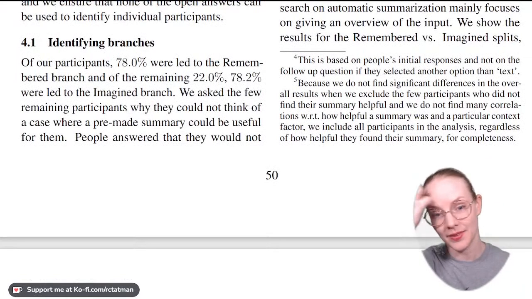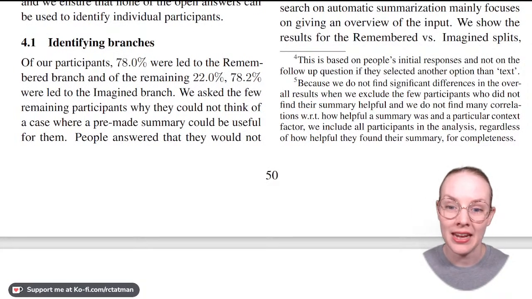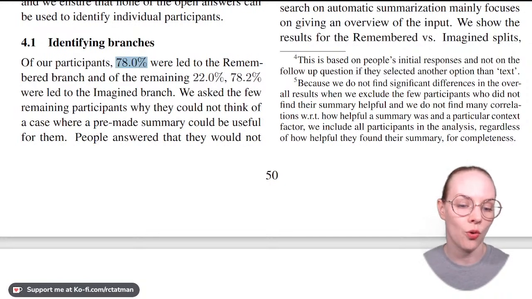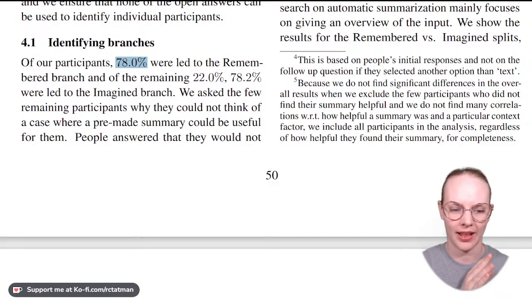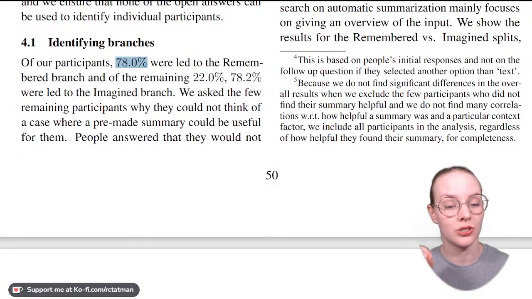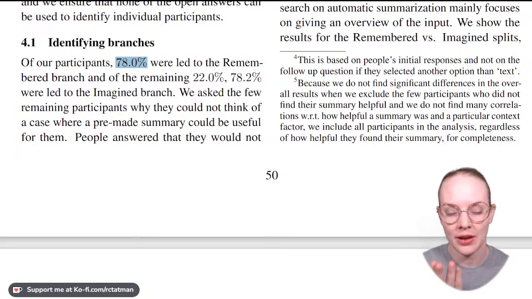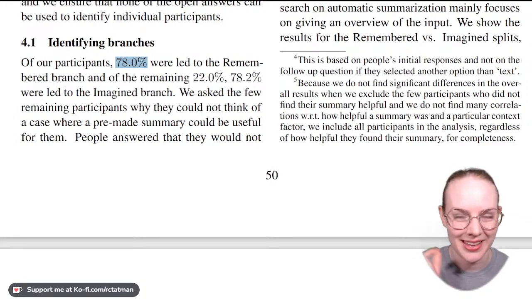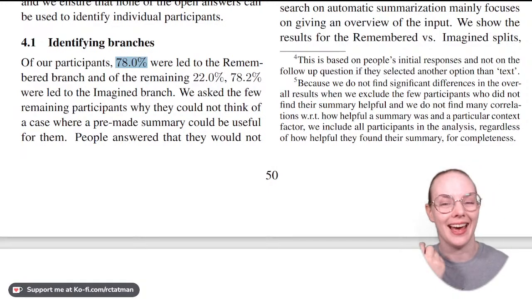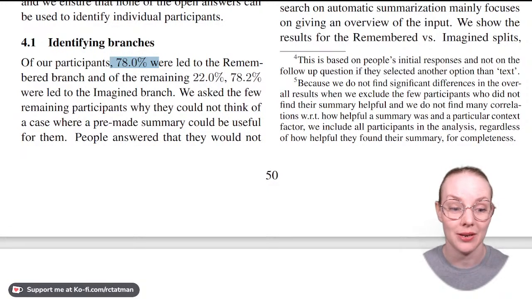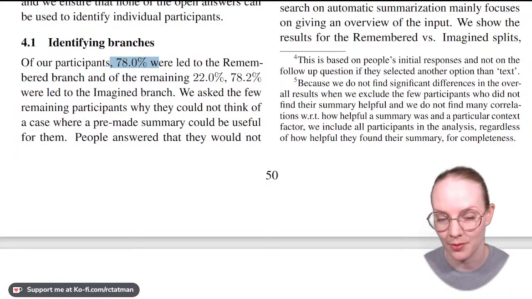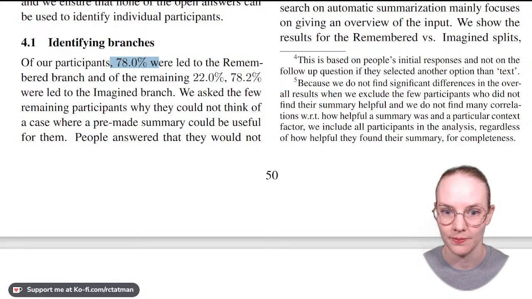Yeah, all right. Identifying branches. Of our participants, about 80% were led to the remembered, and of the remaining 22%, 78% were led to the imagined. So this tells me that roughly 80% of their respondents had used summarized text previously, I think with a time bound on it, like in the last week or last month, had used summarized text recently. Which I like, if I were developing a product, I'd be like, great, there's our user base right there. People want this, people are using this. If we can make it good and they like using it, maybe they'll use our product. So that's great, right? If I were doing market research and 78% of people surveyed have used a similar product in the past week, we can maybe make it better. I think that would be a great pitch for business.